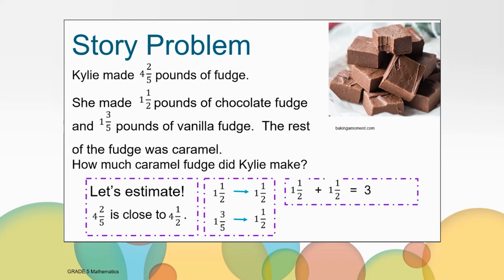So 1 1/2 and 1 1/2 is 3. That would be the chocolate fudge plus the vanilla fudge. And then if we know that Kylie made about 4 1/2 pounds of fudge, and the chocolate and vanilla fudge add up to about 3 pounds, then I could subtract 3 from 4 1/2 to estimate 1 1/2 as the number of pounds of caramel fudge. So my estimate is about 1 1/2 pounds of caramel fudge.